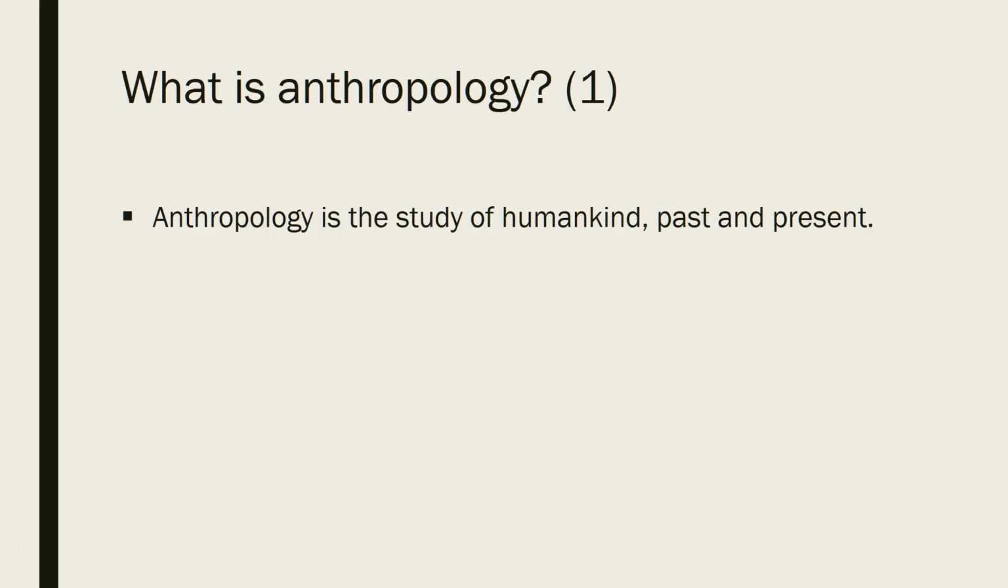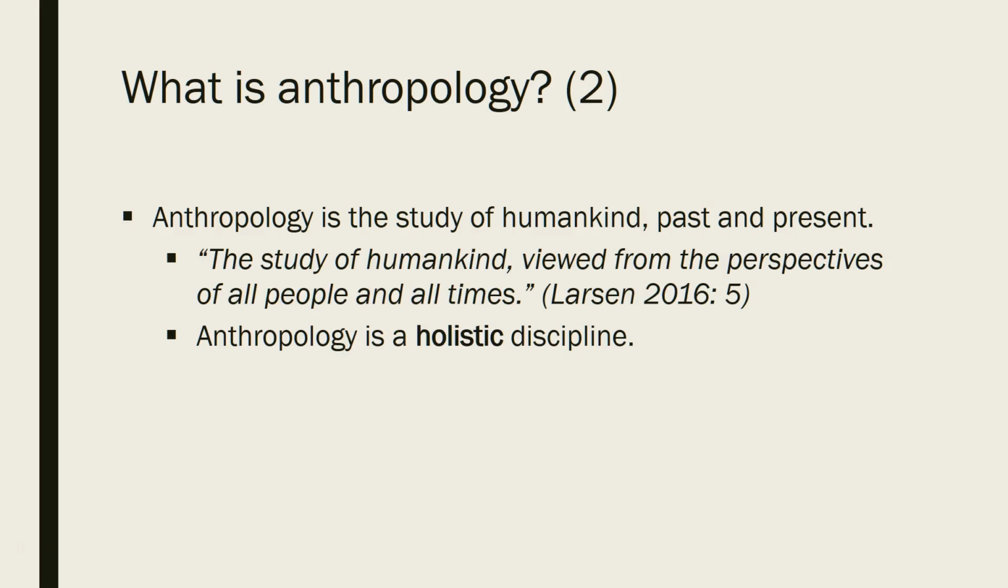So what is anthropology? Anthropology is the study of humankind, past and present. This is a perfectly suitable definition, yet it is not the only one. Anthropology, as broad and expansive a subject as it is, can be defined in any number of different ways. We may consider the following definitions. First, the study of humankind viewed from the perspectives of all people and all times. This definition positions anthropology as a holistic discipline. That is, it is concerned with all human beings from all times and with every aspect of their lives.